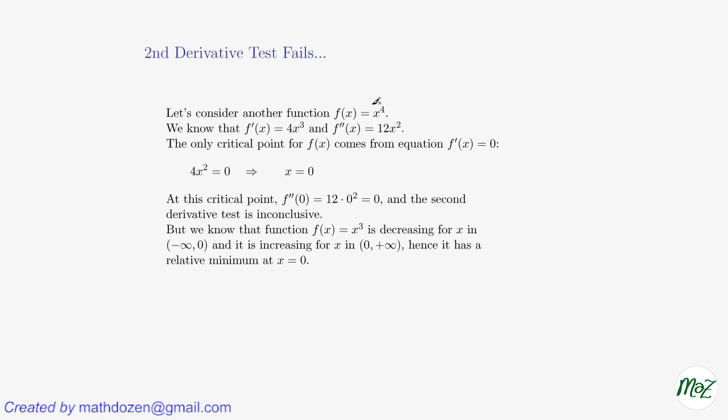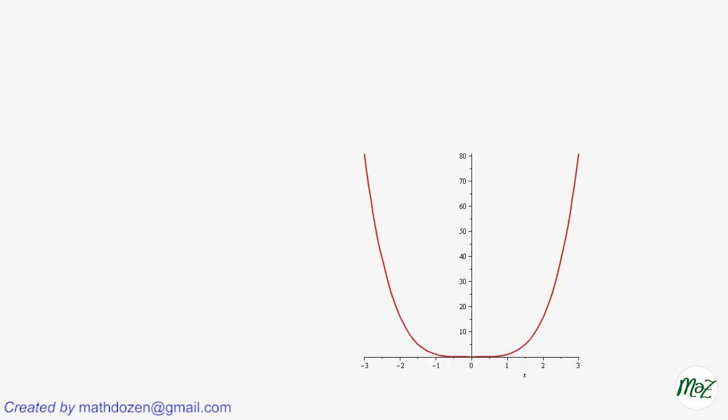So we look at the function x to the fourth. The first derivative is 4x cubed and the second derivative is 12x squared. Then again, the only critical point is x equals 0, and the second derivative at that point is 0 as well. So the second derivative test fails. But what we know is that this function, well, this should be x to the fourth here. So let me go to the graph of this function, like this.